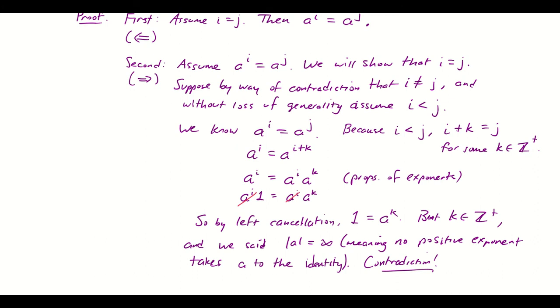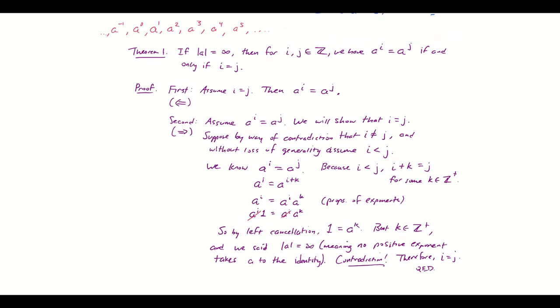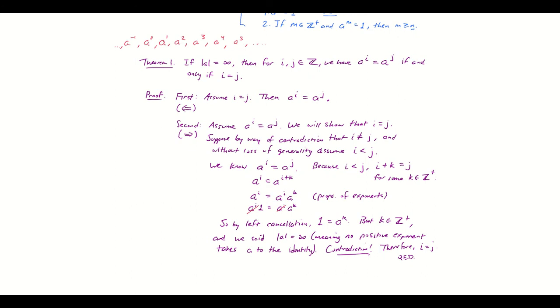So, well, what was it we were assuming for the sake of contradiction? We said i is not equal to j, therefore we must have i equals j. And I believe that's the end of our proof. So that's cool. So now let's just zoom out here for a sec. We now know that this list of powers we drew earlier, if a has infinite order, then this list of powers has no repeats at all. It'll be an infinite list of distinct group elements. So this is when the order of a is infinite.